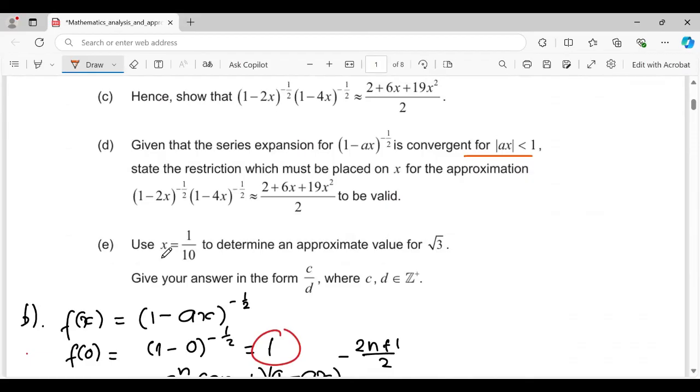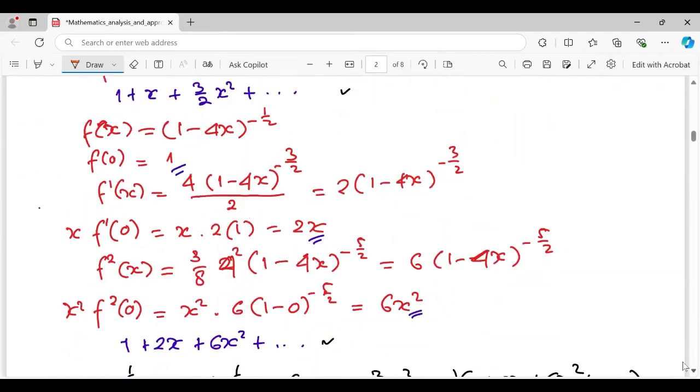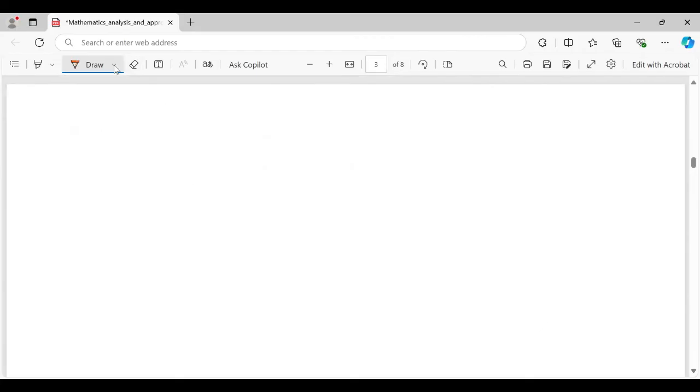Use x equals 1 over 10 to determine an approximate value for square root 3. Give your answer in the form C over D, where C and D are integers. Okay, so part E.